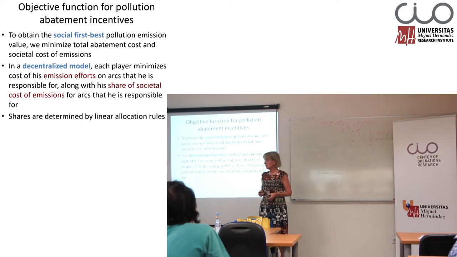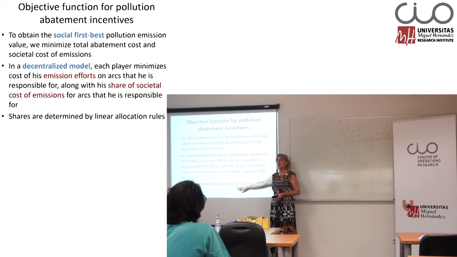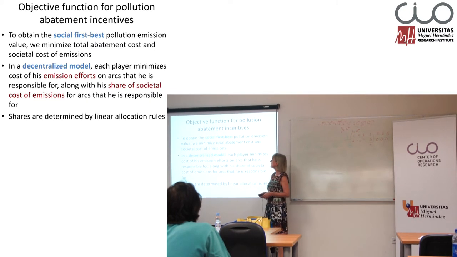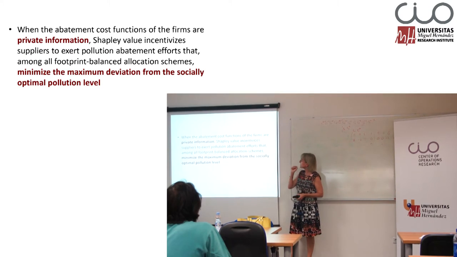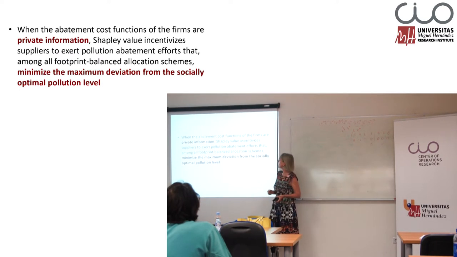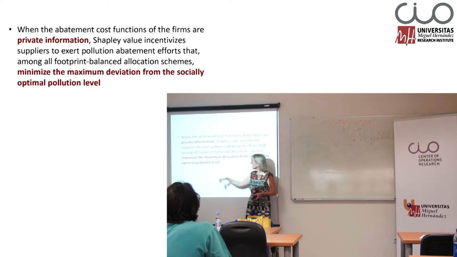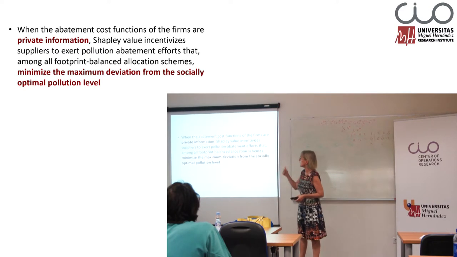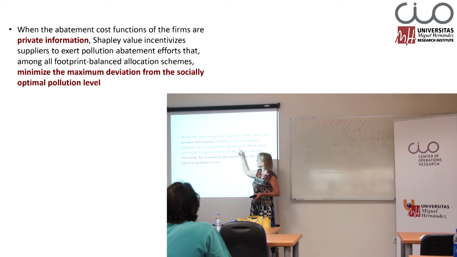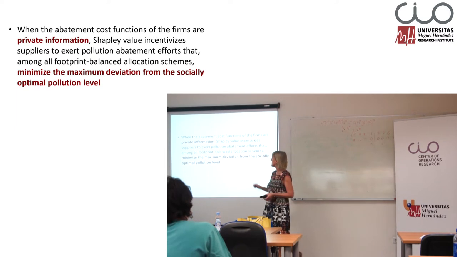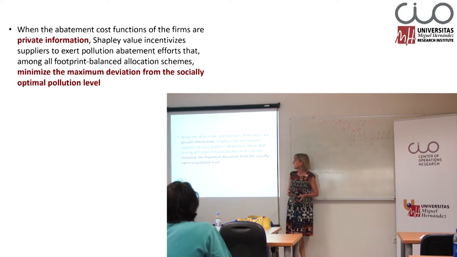What we did was we assumed that we are looking at all possible linear allocation rules. There can be some that we did not account for, but we are looking at families of linear allocations. What we showed is that if the firm's cost of abatement is private information, then the Shapley value is nice in the robust sense because it minimizes the maximum deviation from the socially optimal pollution level. So this was the third good property of the Shapley value. We looked at using the well-known allocation rule, looking at nice properties of allocation rules, and the incentives for abatement. From all of these three perspectives, we found that the Shapley value works fine.